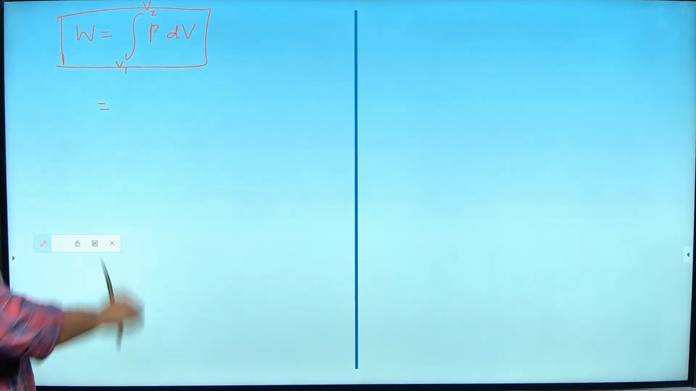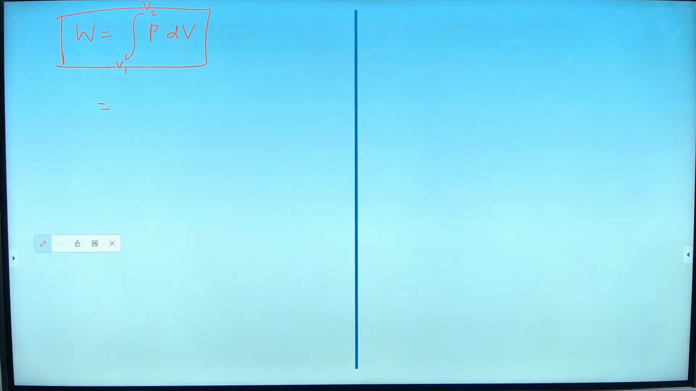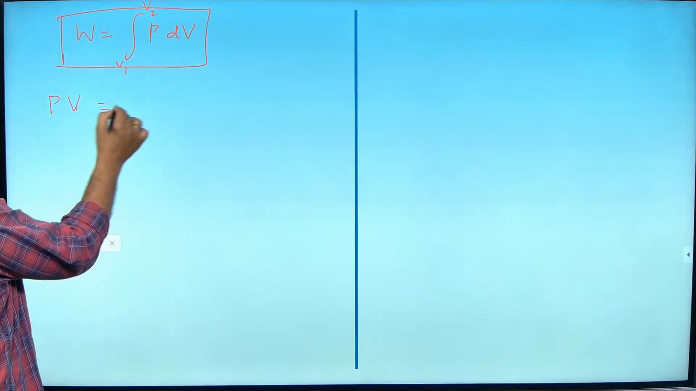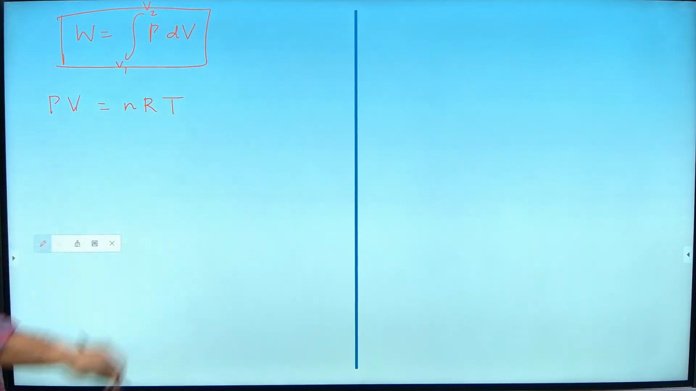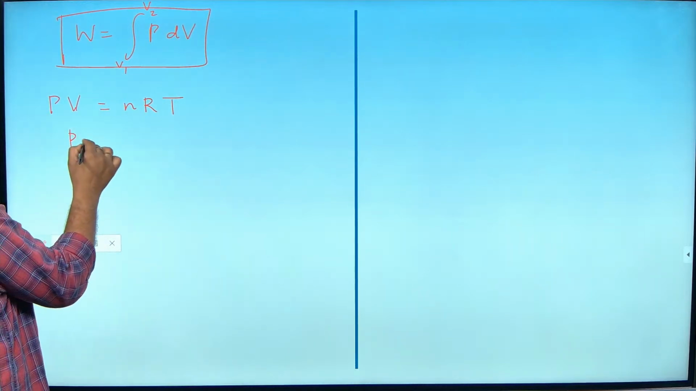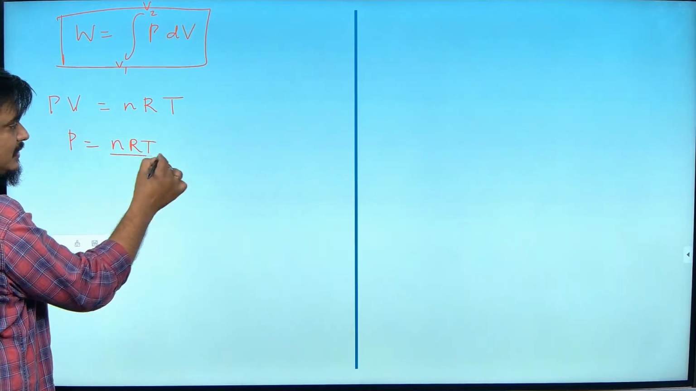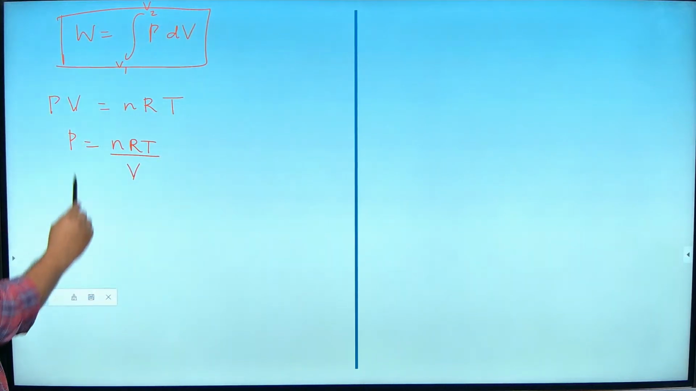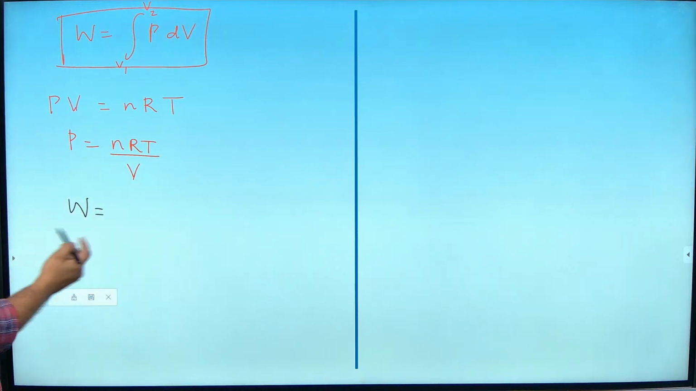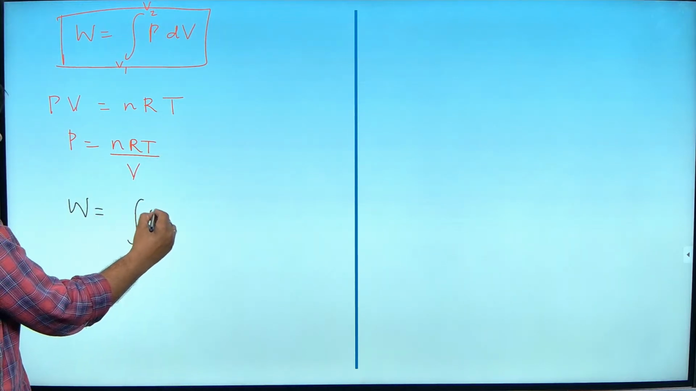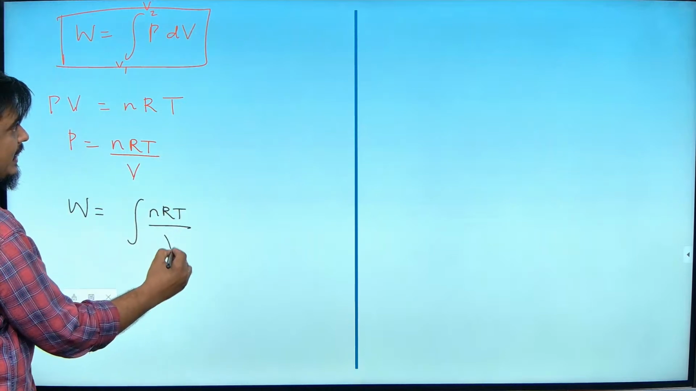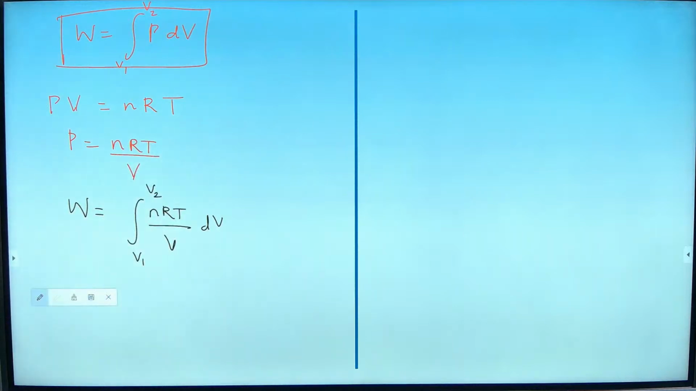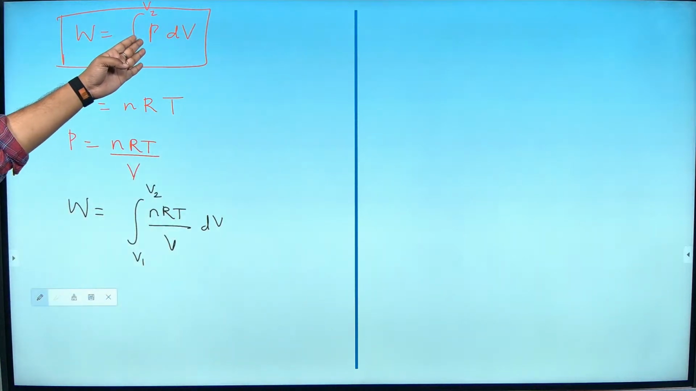Now what is P? PV is equal to nRT, right? Can I write it like this? So from here I can write P is equal to nRT by V. I hope you are getting this. If P is equal to nRT by V, I am going to write work done is equal to the integral of nRT by V dV from where to where? From V1 to V2. You may ask, why don't you directly integrate P into V?